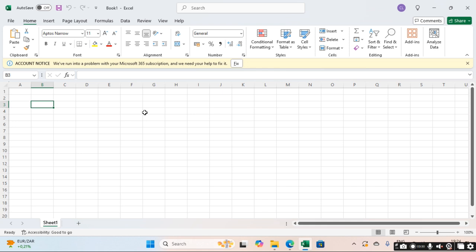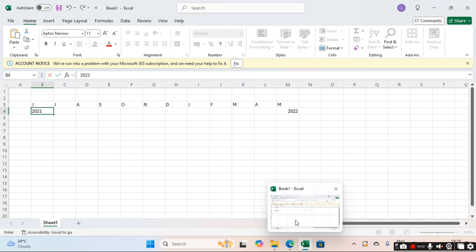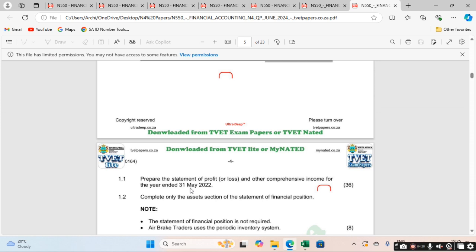Let's say June, July, August, September, October, November, December, January, February, March, April, May. So it's May 2022, I think. I'll just double check. And then the year starts June 2021, and then it ends May 2022. So you must keep this in mind whenever you're doing your exams. Let me just confirm it was 2022, so ending 31st May 2022.